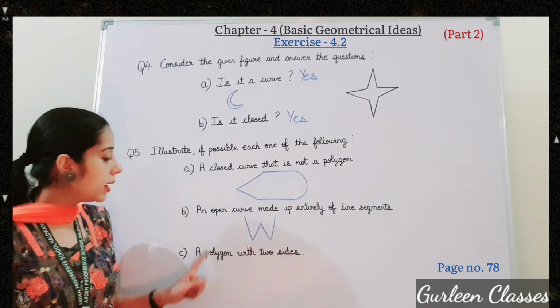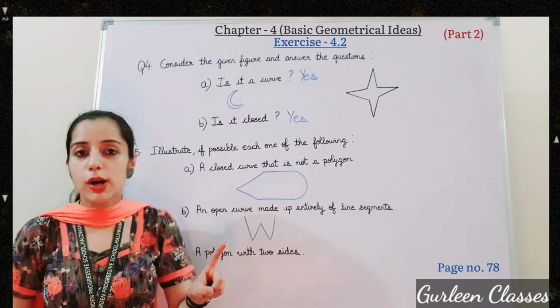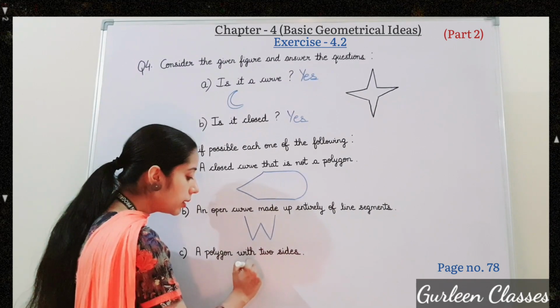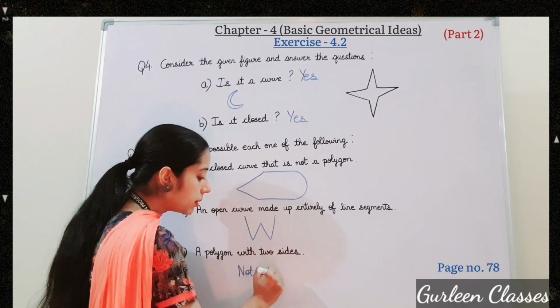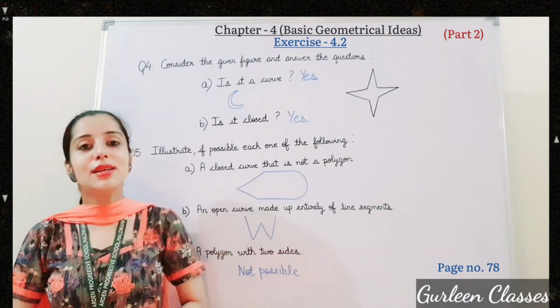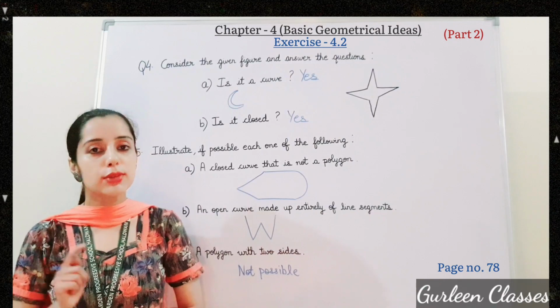Now C bar, a polygon with 2 sides. A polygon is not possible with 2 sides. So right here, not possible, because for a polygon we need more than 2 sides. So now let us see what are angles and solve exercise 4.3 question 3.